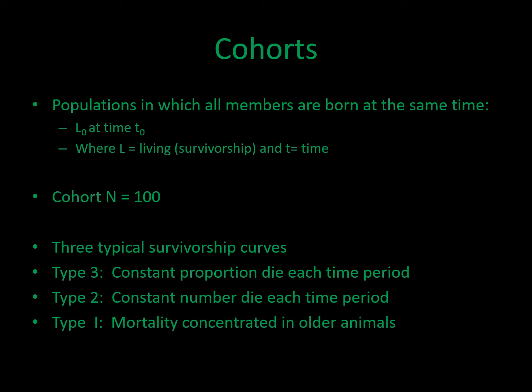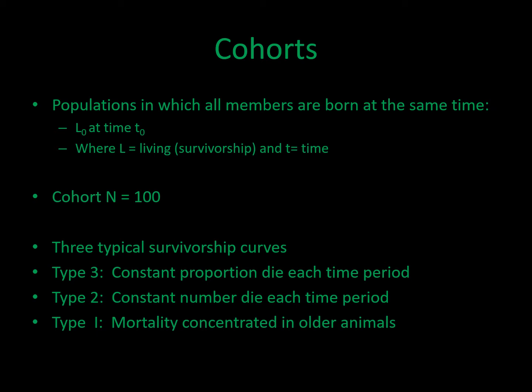Most populations that we look at have an age distribution, but what we're going to talk about now is how that age distribution comes around. To do this, we're going to use a population in which all members are born at the same time. This is what we would call a cohort. So the number alive at time 0, where L is the living survivorship. So we have Lx at tx, say. So the number living, you think of survivorship at a particular time.